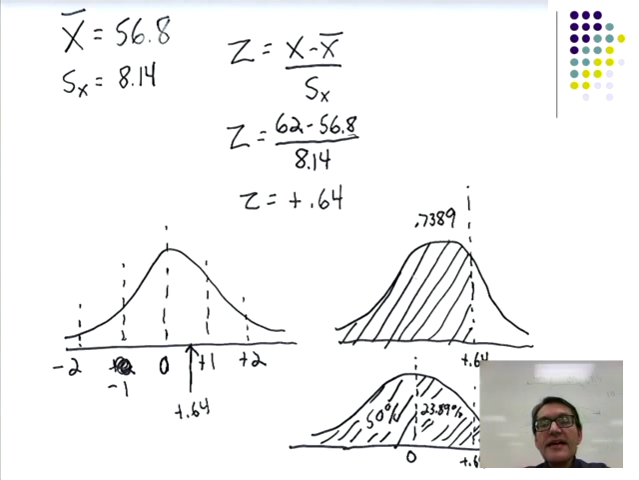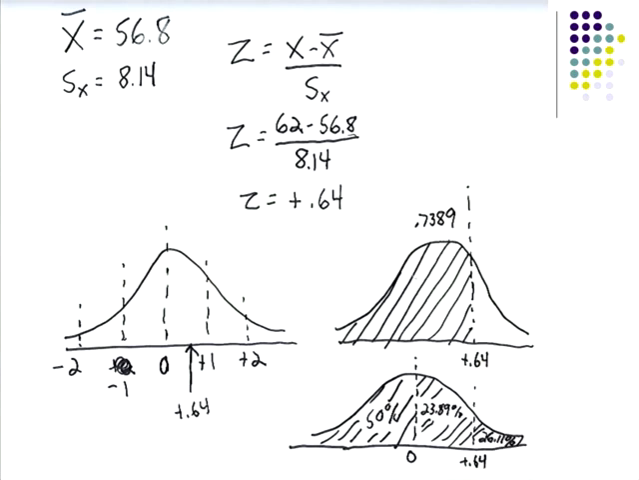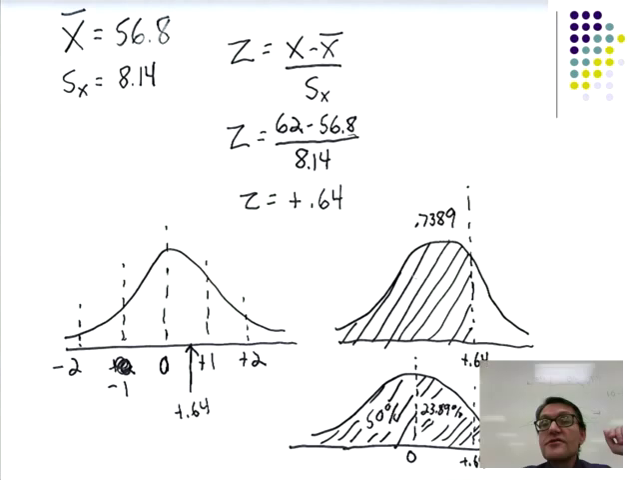So 0.7389 tells me, well, there's 50% to the left of 0, there's 23.89% between 0 and my z-score of 0.64, and there's 26.11% to the right of that. So one number, 3 pieces of information. All kinds of stories can be told here.